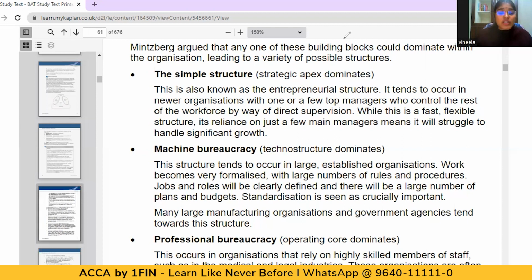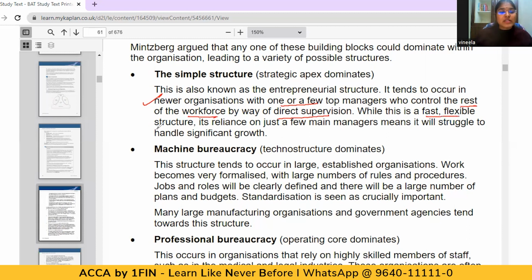Generally, these organizations will be new organizations which came into existence around 1, 2, 3 years back, and they'll have one or a few top managers, and these people will try to control the rest of the workforce through direct supervision. There will be no middle managers here. Even though they were there, they will not supervise other people. The top level people will only try to supervise, because generally these types of organizations will be very small organizations, initial organizations, startups, you can say.